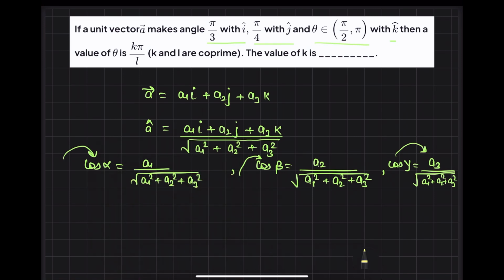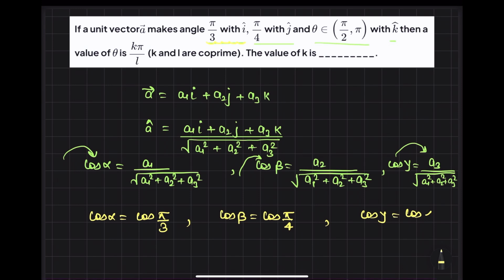And look at the question. Vector A is making 60 degrees with i. So can I say cos alpha is cos 60 degrees? Okay, so can I write cos pi by 3? Then we have 45 degrees, so cos beta as cos pi by 4. And we will consider cos gamma as cos theta.